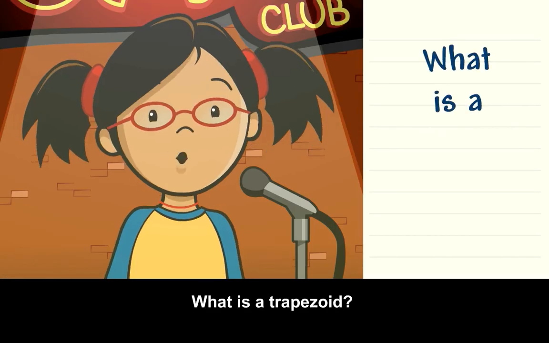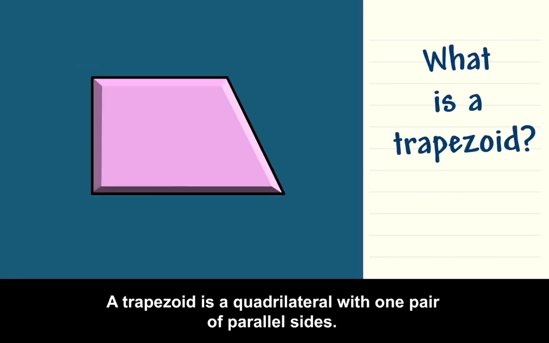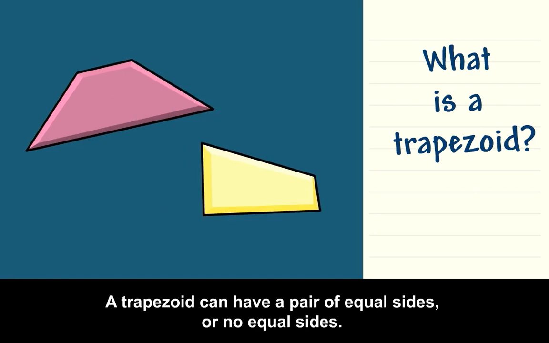What is a trapezoid? A trapezoid is a quadrilateral with 1 pair of parallel sides. A trapezoid can have a pair of equal sides or no equal sides.